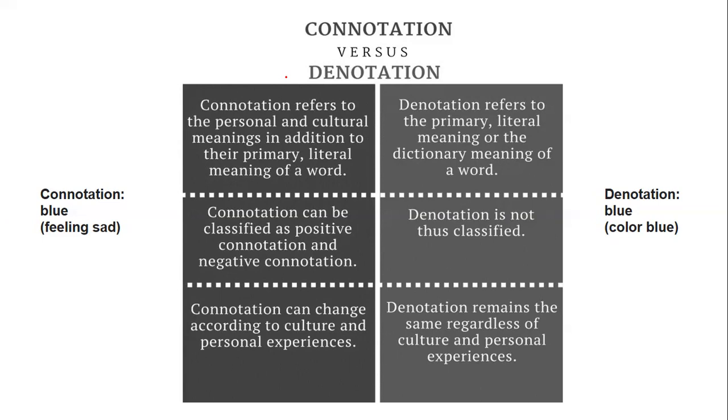Connotation can be positive, can be negative. Like the example I said, red. Red indicates the color of love also. Red indicates the color of danger also. So it depends upon how the meaning is taken. Connotation can change from culture or personal perspective also. Whereas denotation is not classified. It is used the way it is represented in the dictionary meaning. And when we say denotation, it remains the same, whether with respect to culture or personal experience. There is no change in the meaning with respect to denotation.